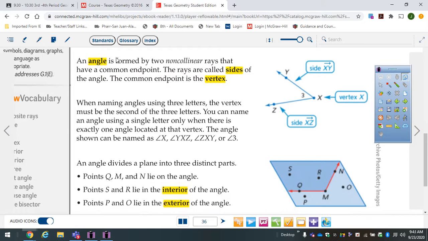So if they're not on the same line, imagine if I had a line going straight here, that would be opposite rays. But you see this line goes like this, and now this other non-collinear line goes on a different line. So when two lines intersect, they intersect at a point. Okay, just saying that. So angles are formed by two non-collinear rays that have a common endpoint. The rays are called sides of the angle, and the common endpoint is the vertex. So there it is.